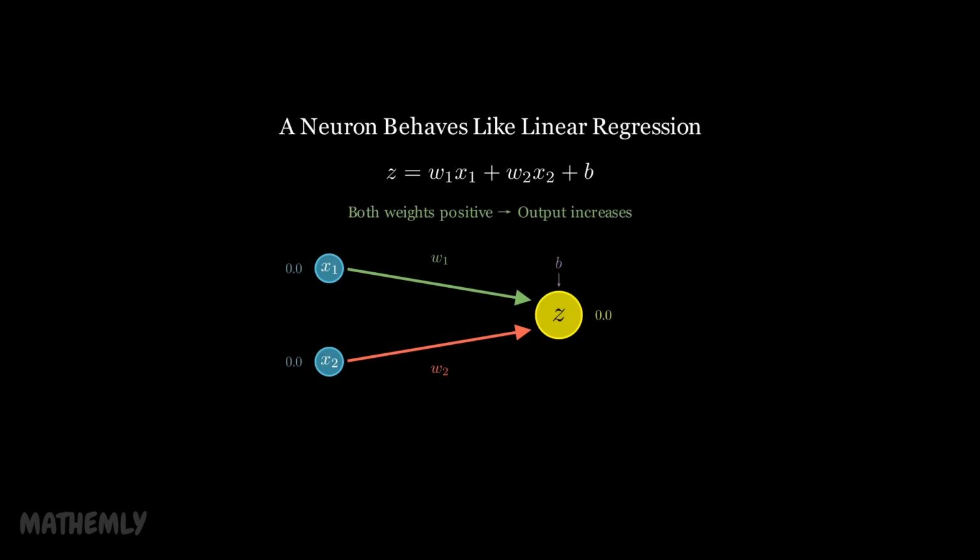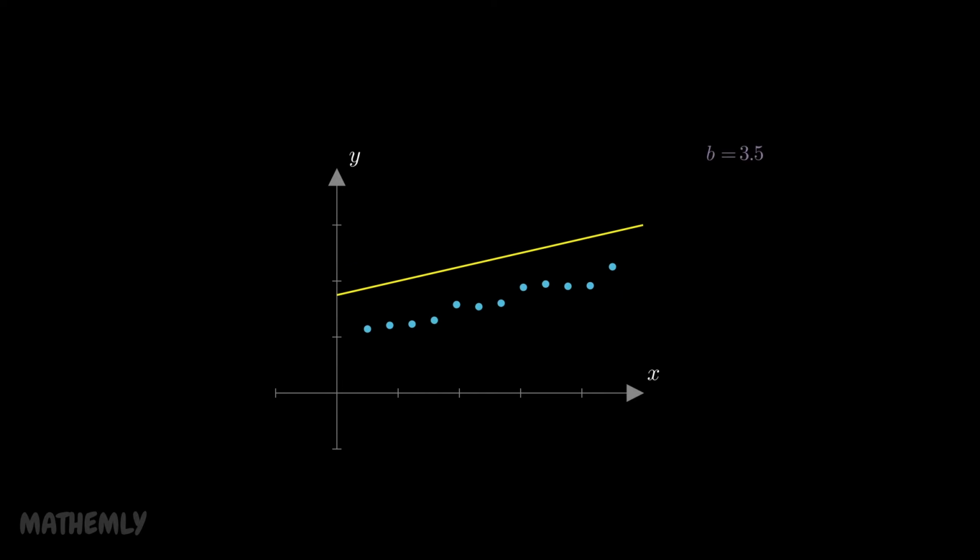If both weights are positive, the neuron's output increases as both inputs increase. If one weight is negative, that input pushes the output in the opposite direction. Changing the bias moves the whole prediction curve upward or downward, just like shifting the intercept in a regression line.